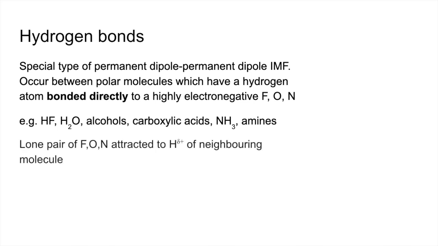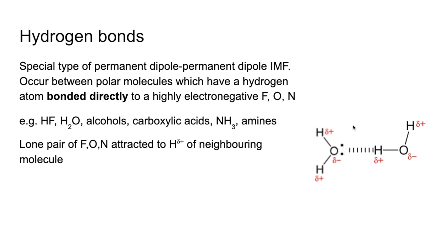So what's happening in hydrogen bonding is the lone pair of the highly electronegative atoms, so the fluorine, the oxygen or the nitrogen, is attracted to the slightly positive hydrogen of a neighbouring molecule. So if we think about water, got a lone pair on that oxygen and a neighbouring water molecule, so the delta plus hydrogen on the neighbouring water molecule will be attracted to the lone pair on the oxygen.